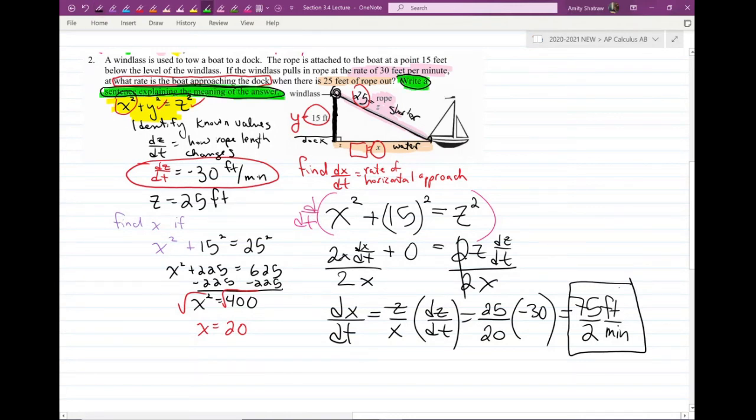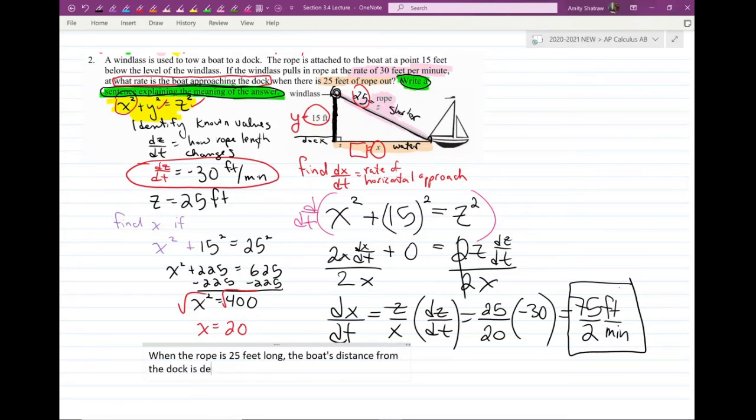So write a sentence explaining the meaning of the answer. What I would write, well, I'm going to type it because I'm a cheater. When the rope is 25 feet long, at that moment that the rope is 25 feet long, the boat's distance from the dock is decreasing at the rate of 75 over 2 feet per minute.